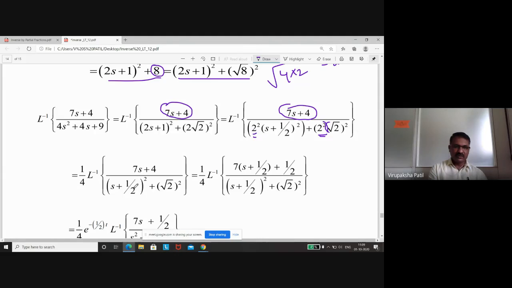s plus 1 by 2 whole square. Then you can write this one as a root 2 square, root 2 whole square. Okay. Therefore, now this is of the form s plus a. So in the numerator also, wherever s is there, change that s to s plus 1 by 2. So it becomes 7 into s plus 1 by 2. Here it is 4. But here it is 4. You should get 4 when you simplify this.